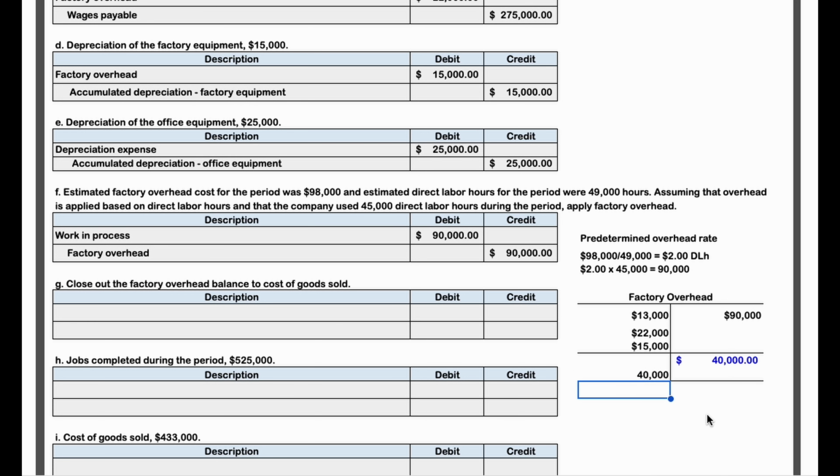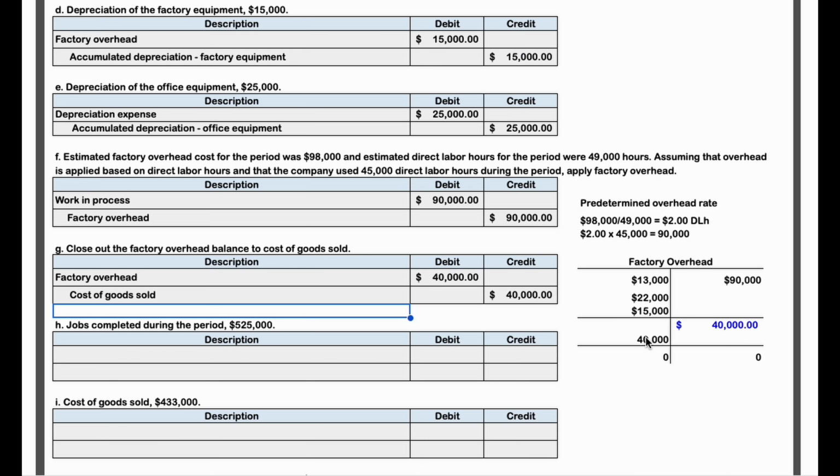That's going to bring our account to a zero balance here. The reason I like using T accounts, I just figured out that I have to do a debit here of $40,000 to factory overhead. Now I know exactly that journal entry I need to start with. I need to do a debit to factory overhead for that $40,000. And it told us to close it to cost of goods sold. So we're going to credit this to cost of goods sold for that $40,000.